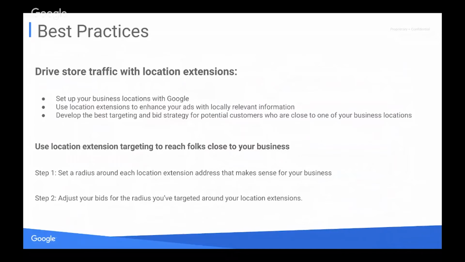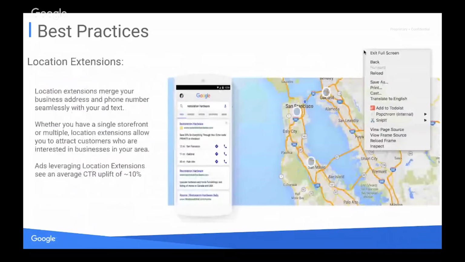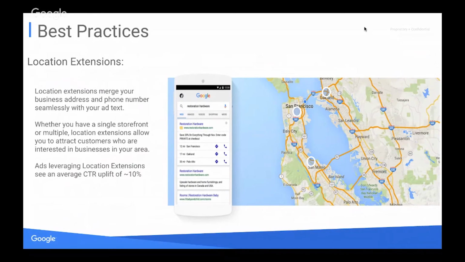All you need to do is set up business locations with Google. You can use your location extensions then, once you set them up in AdWords, to enhance your ads with locally relevant information. Location extensions merge your business address and phone number seamlessly with your ad text, whether you have a single location or multiple. Location extensions allow you to attract customers who are interested in your business type in your area. They basically not only show your phone number, business address, and other information, but they also show your ratings and business hours. On mobile, they can include buttons that allow customers to call or get directions to your business. Customers can tap on the location to get more detailed information like maps and photos of your business.